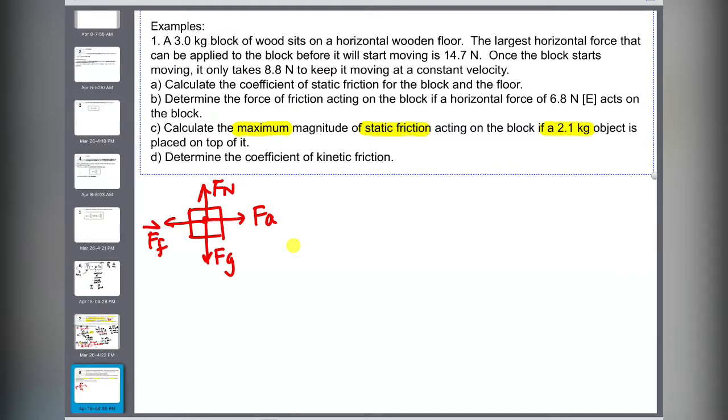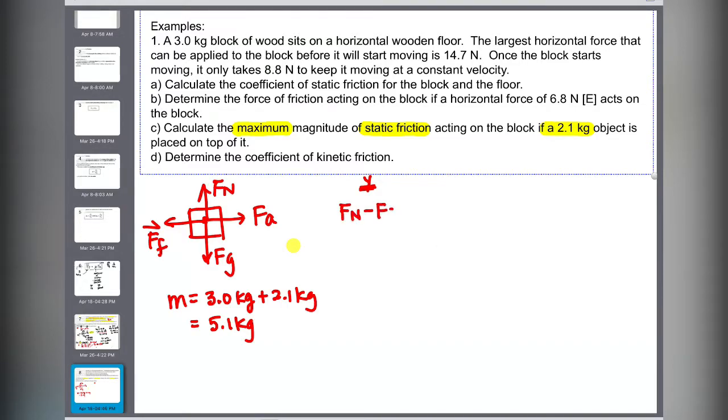So the total mass that is now acting on it is the original 3. Now you've added another 2.1 kilogram on it. So the total mass of the whole thing is 5.1. What has it changed? Does it make sense that it is the y direction that is now changing? So I'm going to redo my y direction.